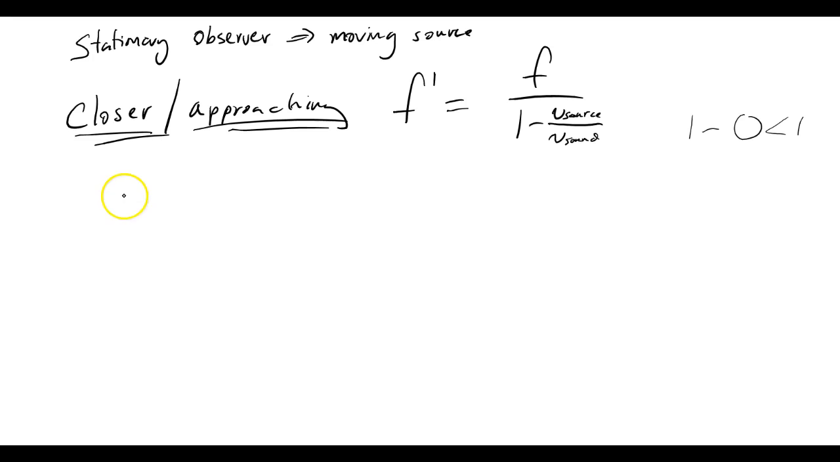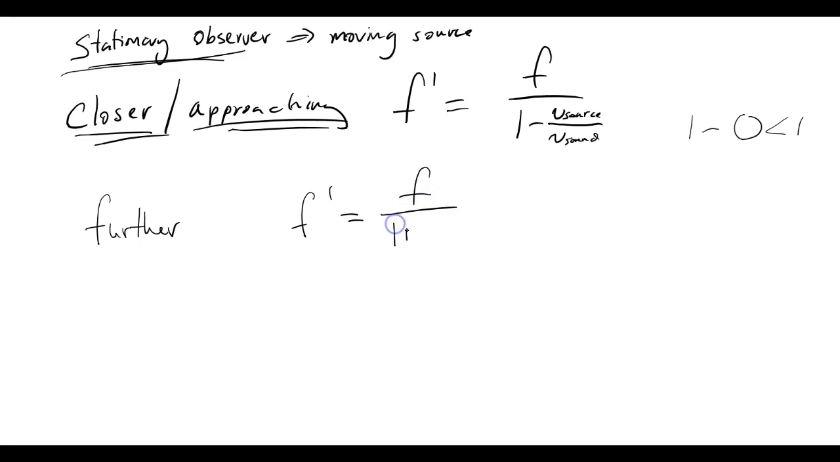When the object is still a stationary observer, when it's getting further away, we got f prime equal to f all over 1 plus v source all over v sound. Okay, and the plus sign means that this fraction is going to be, instead of less than 1, greater than 1. If the denominator is greater than 1, the perceived frequency will be less. And so further away, we would expect to hear a lowering of the frequency.